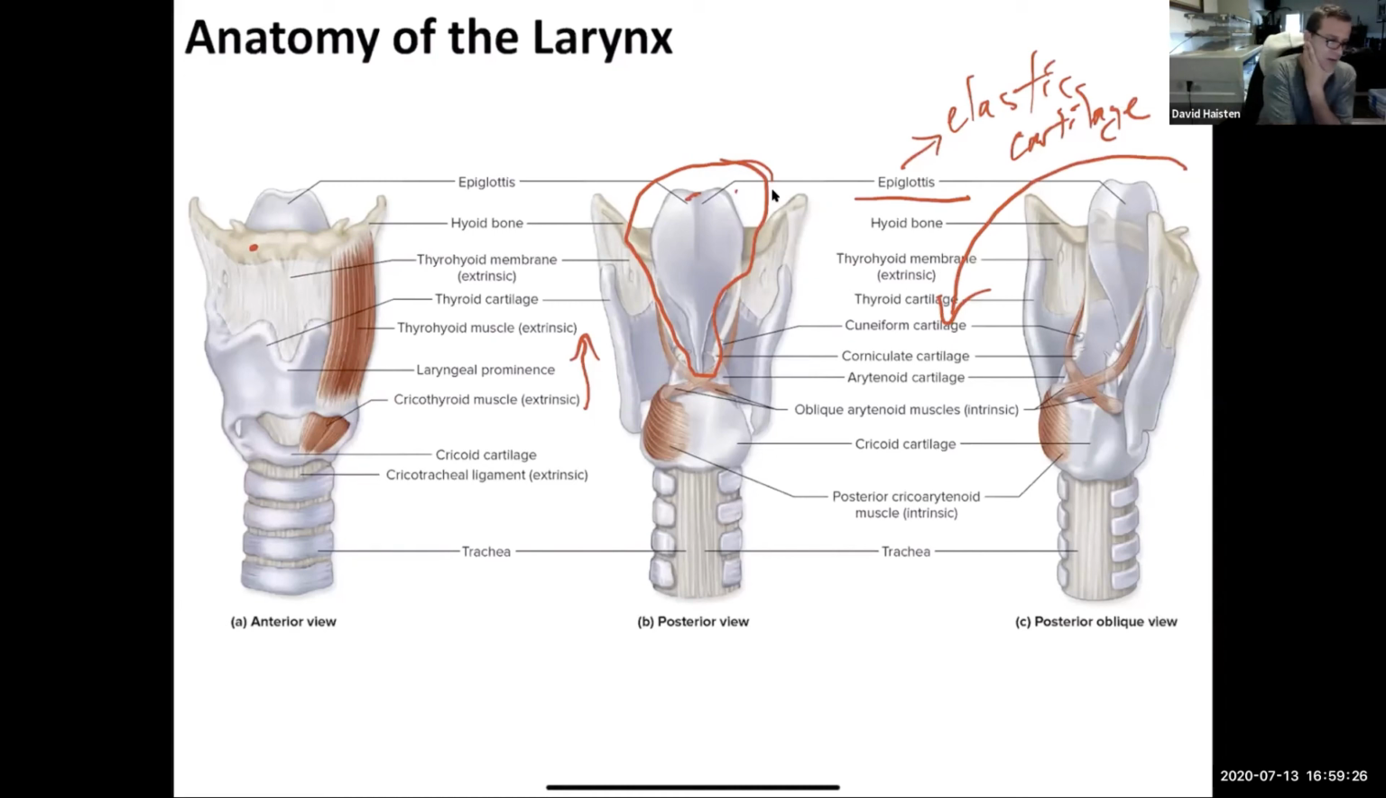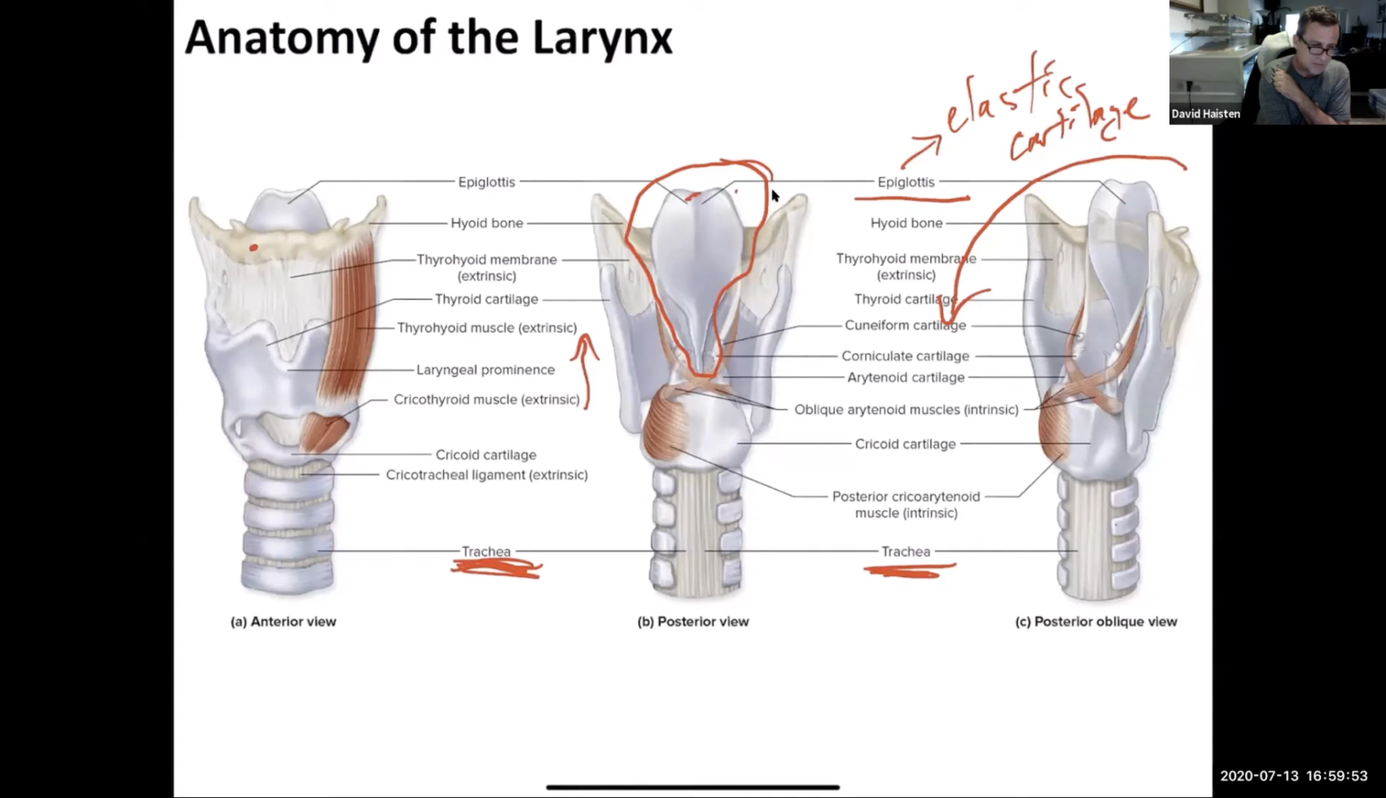Okay, so the larynx has a bunch of hyaline cartilage instead of bone. The exception is the epiglottis, which is elastic cartilage. Inferior to the larynx is your trachea. The trachea is ringed with hyaline cartilage to keep it open.